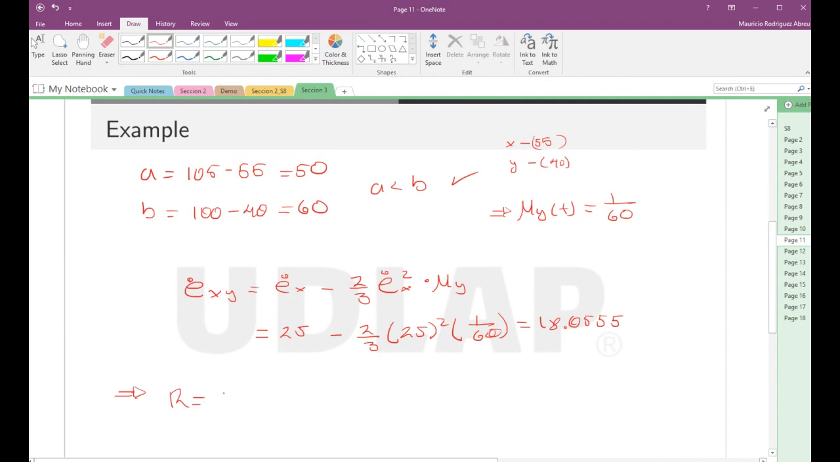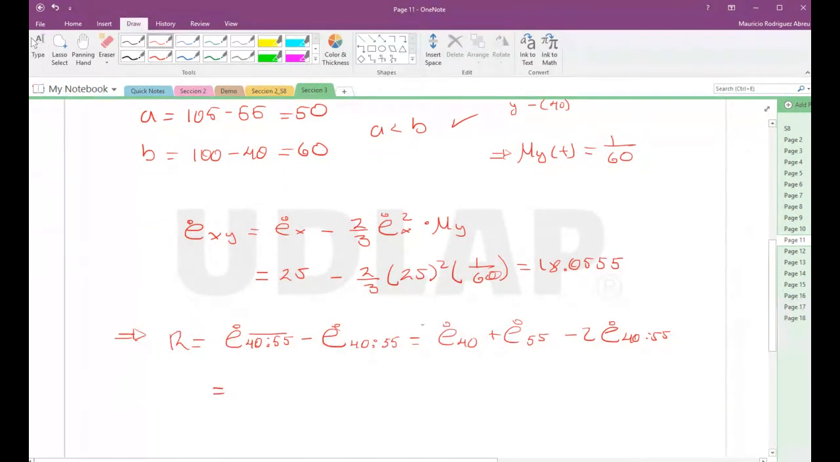Which means that the answer that we were looking for, which was 40, 55, was, I don't know, it was 40, 5, which is 30 plus 25.